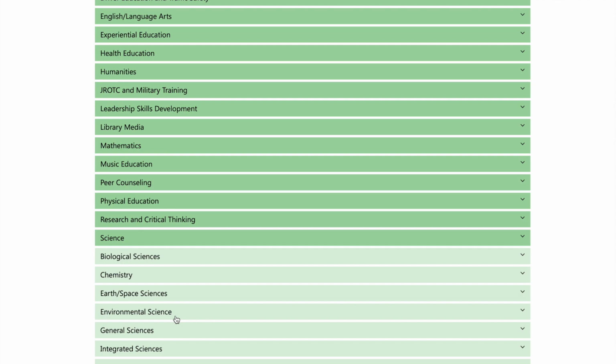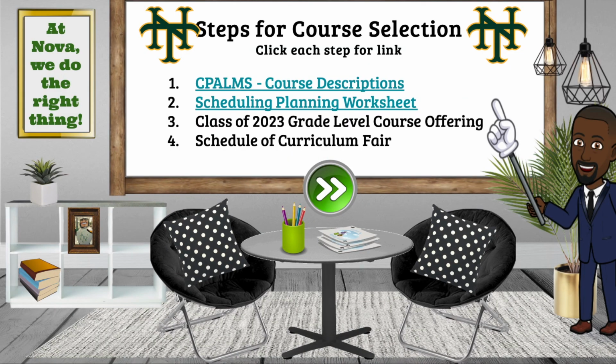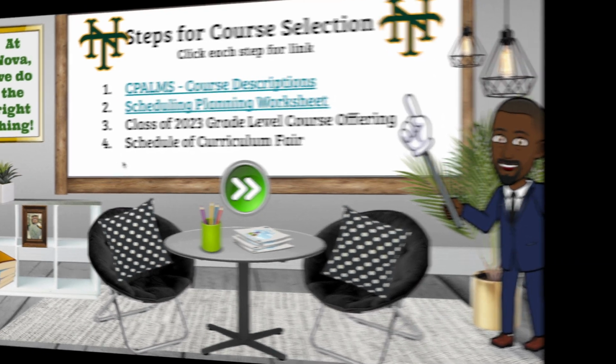This website is great if you know what you're interested in, but don't know what courses to take to fulfill that interest. The next link will take you to a form to help you fill out your course selection sheet. Make sure to fill this out as soon as you get to this slide. The third link will bring you to all the actual courses the school provides. You can use this with the first website to find courses that suit you and see if Nova offers it. And the last link will give you the schedule for the curriculum fair.